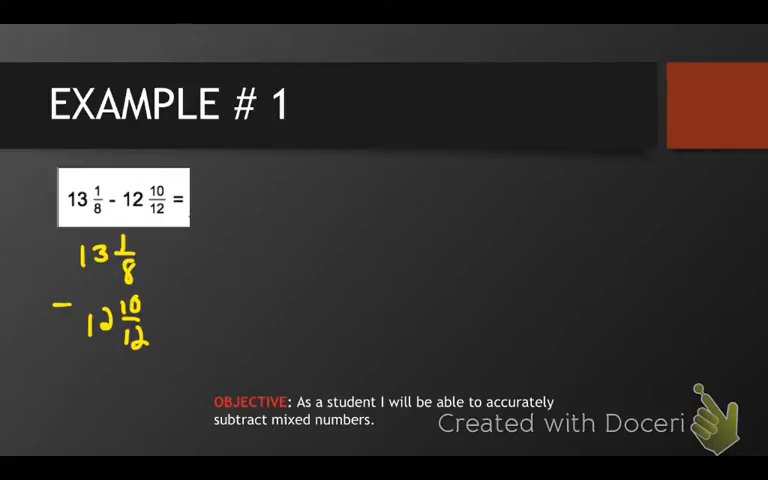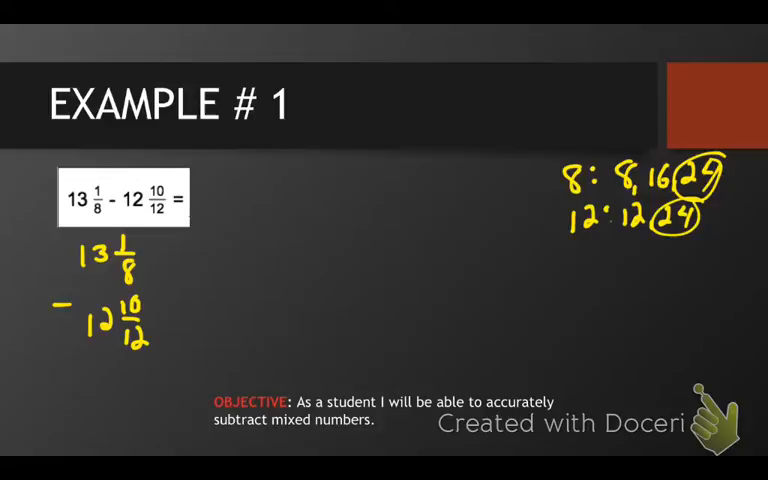Now, ladies and gentlemen, just like normal, I have to find a common denominator. And how do I do that? Well, I can use the listing method, which is 8 and 12, and I would get 8, 16, and 24, and 12, and 24, and that's my common denominator. So what I'm going to do, just like I have been with all adding and subtracting, is convert these fractions into equivalent ones with a common denominator.